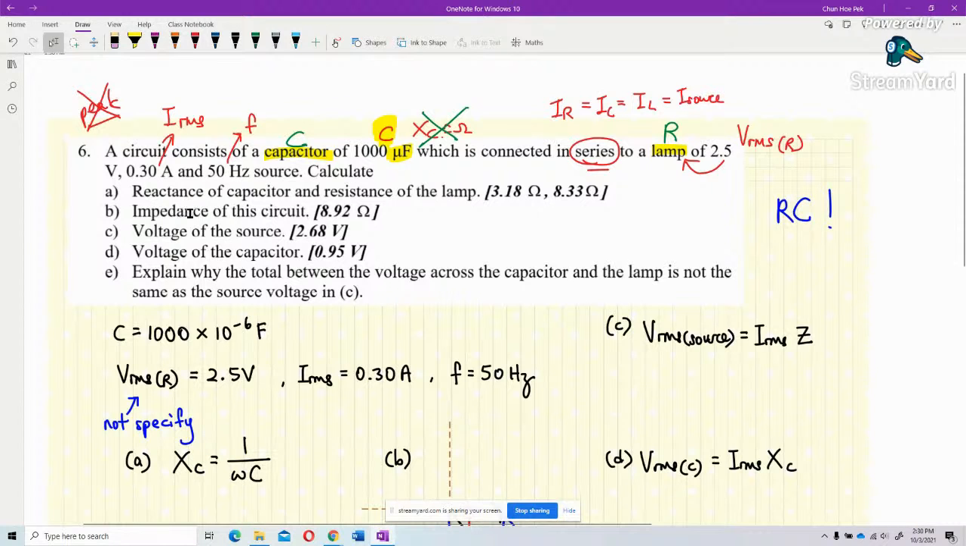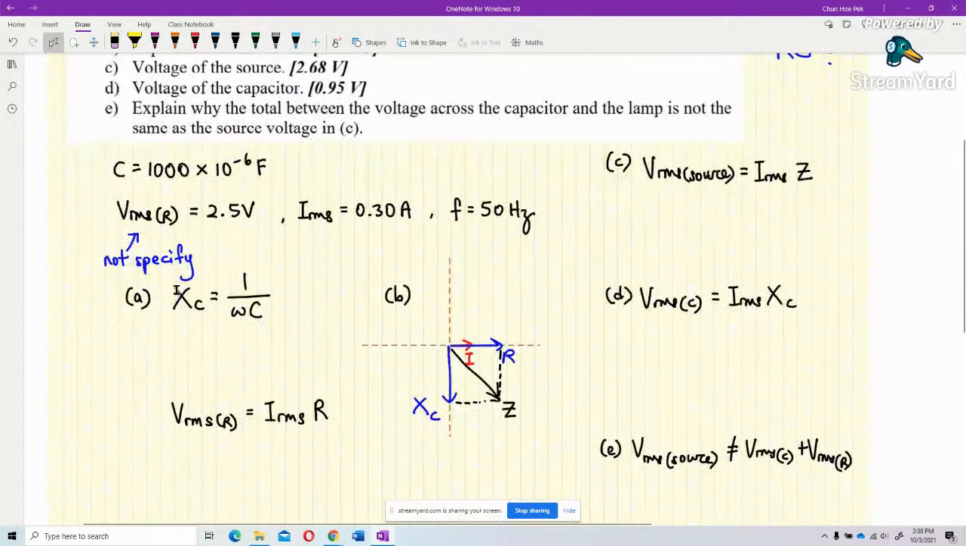Now I want to find the reactance of the capacitor. I have half an hour more, I can finish this. Reactance of capacitor and resistance of the lamp. How to find the reactance of the capacitor? Just use the formula. Reactance XC is 1 over omega C. Do I have all the values? Yes, I have the frequency. I have C. So just calculate. That's all.